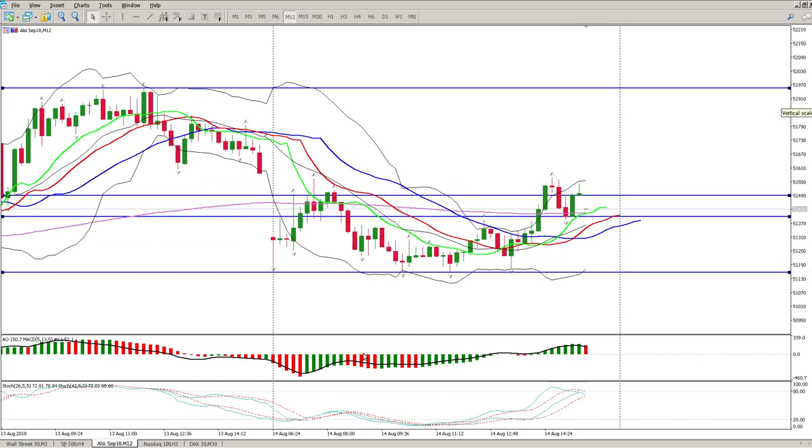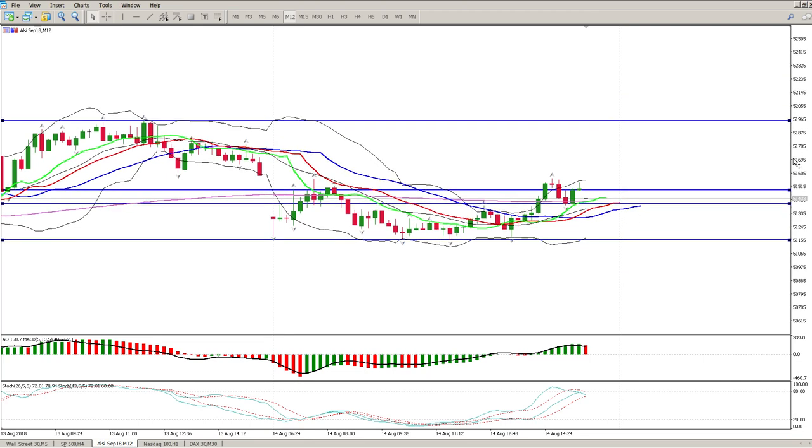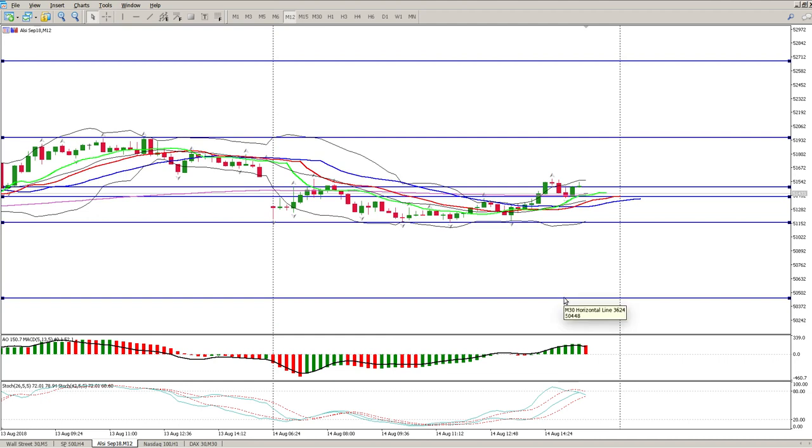That's my view on this. If we do break below 51160, you can expect us to more than likely target 50.50. Maybe not today, it might take a day or two to get there. Bear in mind that that is a 700-point move, so it is possible, but we'll just have to wait and see.